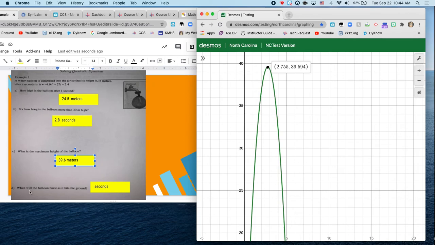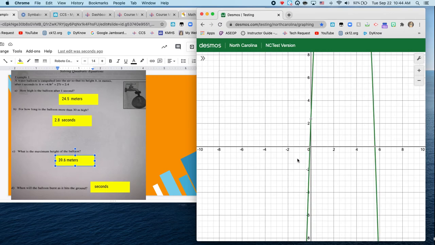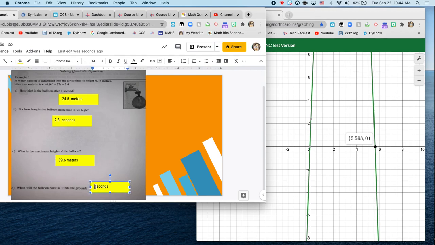The final question, D, when will the balloon burst as it hits the ground? Well, if you remember, first let me click this home button so I can see my x-axis. The ground, you think about an x-axis is horizontal, if that helps you remember. And we're talking about seconds. So this value over here, negative, doesn't make sense. So I find the value here, I can click on it, and it is approximately 5.6. So that balloon is only in the air for 5.6 seconds before it hits the ground and bursts. So 5.6 seconds. So that is using Desmos with word problems to analyze graphs.